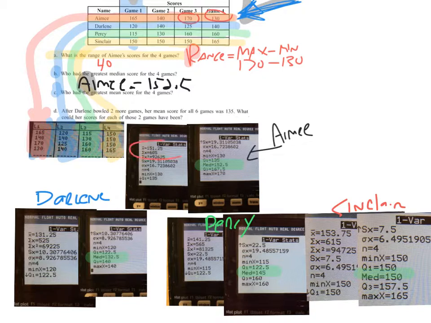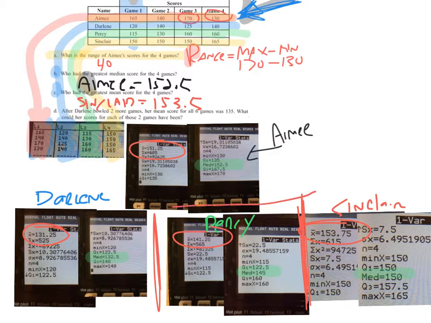Who had the greatest mean in letter C? Well, Amy was 151.25, Darlene 131.25, Percy 141.25. It looks like Sinclair, she had the highest mean score of 153.5. So a lot of times these statistics questions will have you just staying organized with large amounts of data.